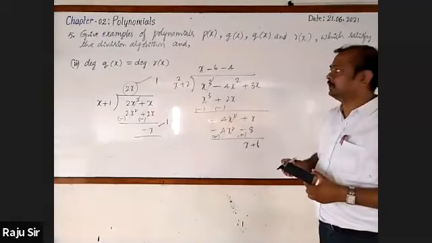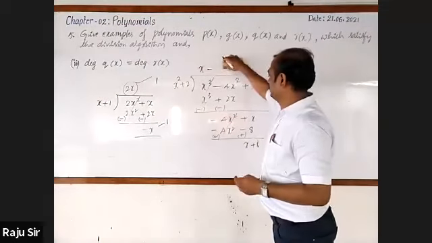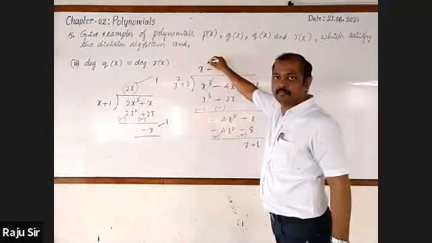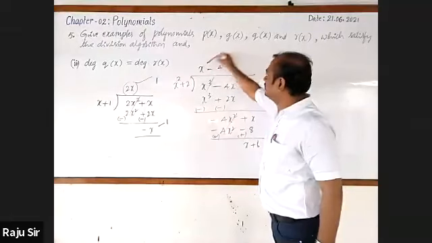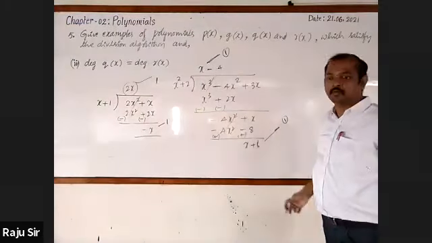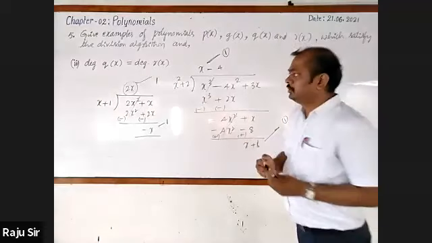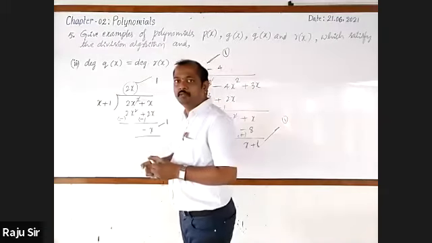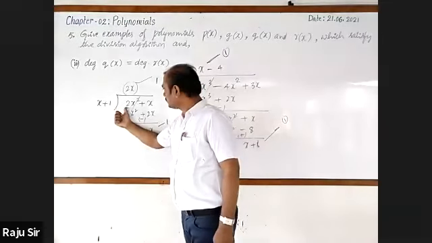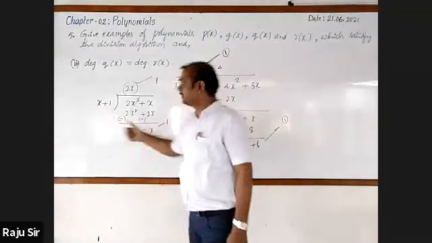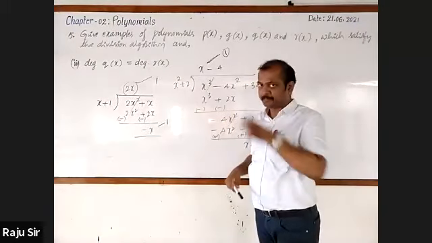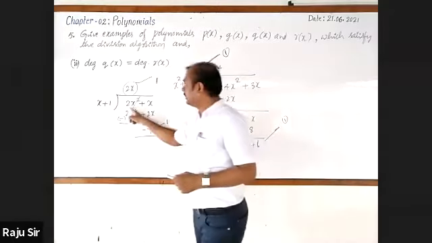What is the degree? 2, 1. What is the degree? 1 and 1, sir. 1. Here, what is the degree? 1. Now, I'll give you the hint. Again, look here. Observe P of x and g of x. The degree is increased by 1, sir.